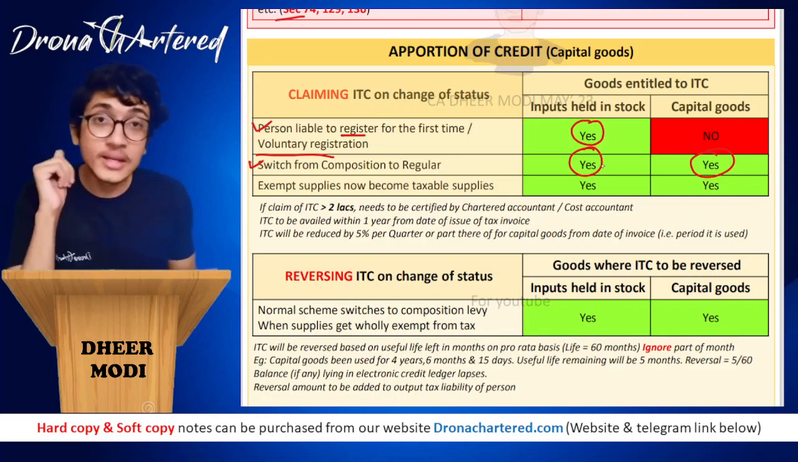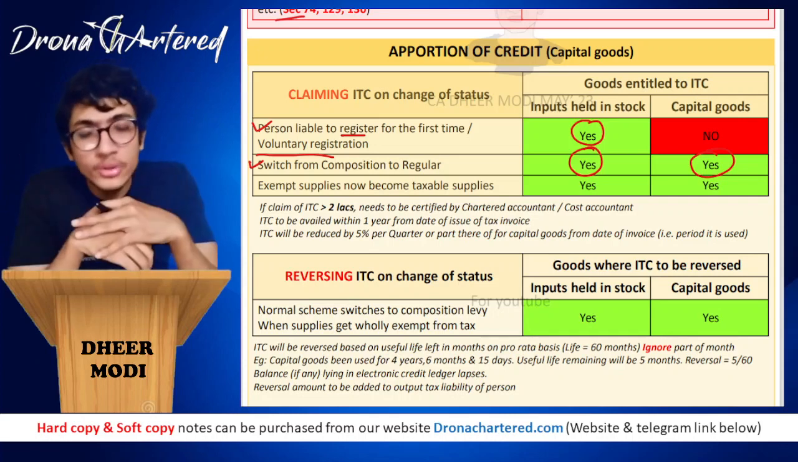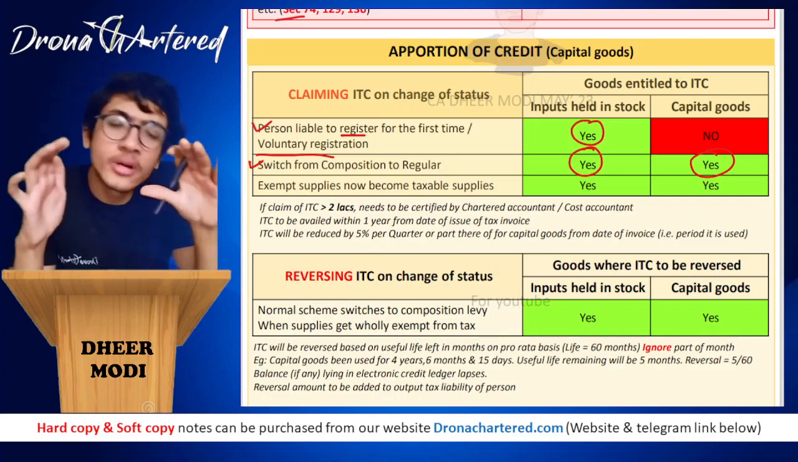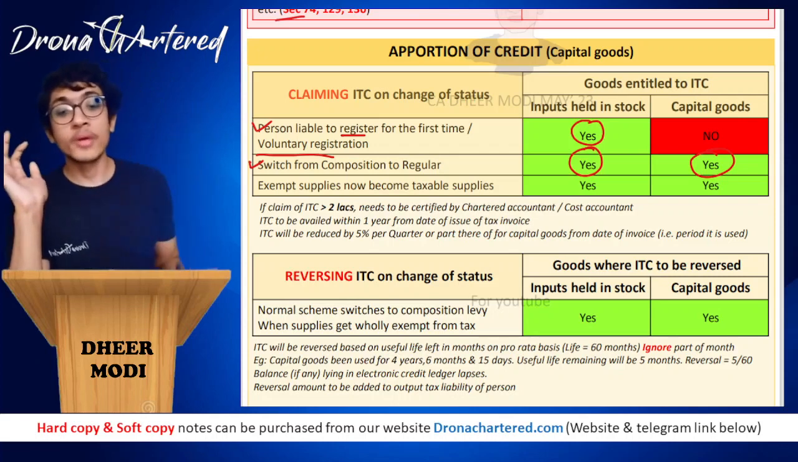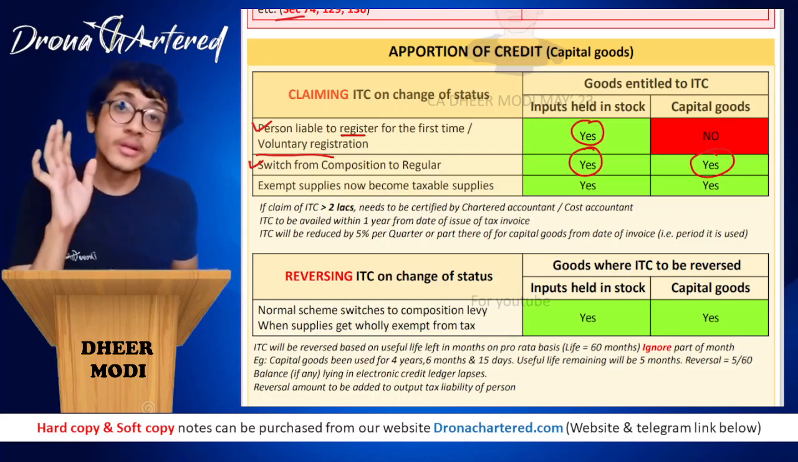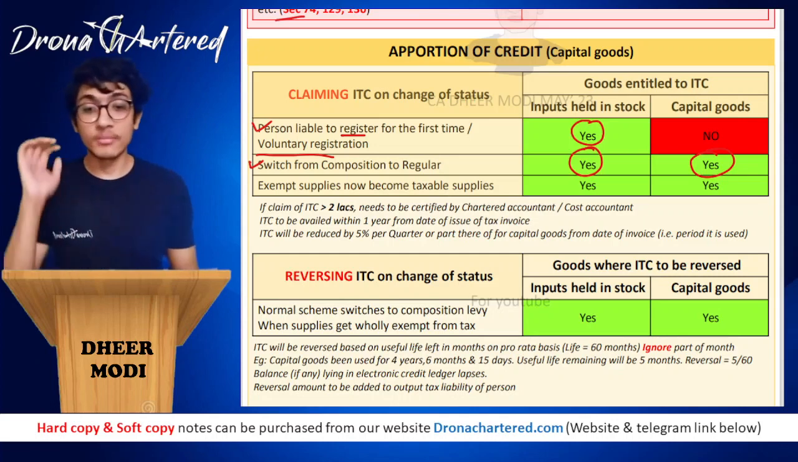So therefore, green is your yes and red is your no, so that it is easier to understand. Now when you close your eyes and remember the table, you will remember that there is only one red, everything else is green. That is, ITC will be allowed everywhere except when a person is registering for the first time or voluntary registration. In case of capital goods, that will be no.